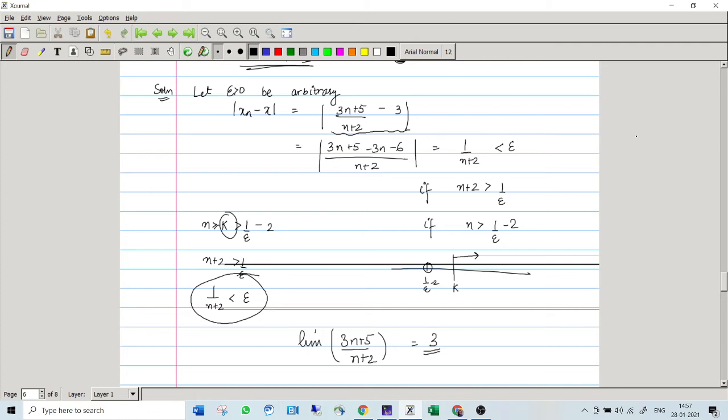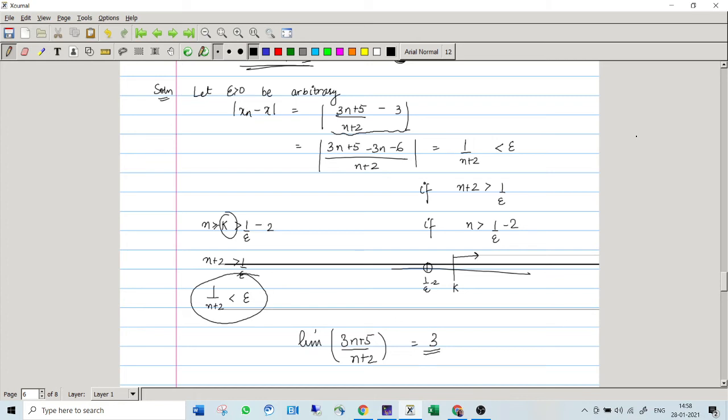Okay, ma'am. And ma'am, one more doubt. Can there be two limit points for one sequence? See, there's a difference between a limit point and a limit. Right now we are talking about the limit, and the limit has to be unique. Limit points can be multiple, but we are not considering limit points as of now.